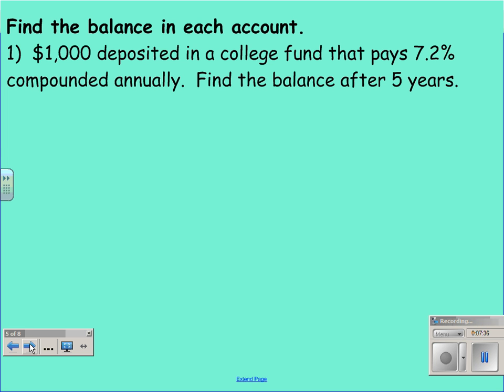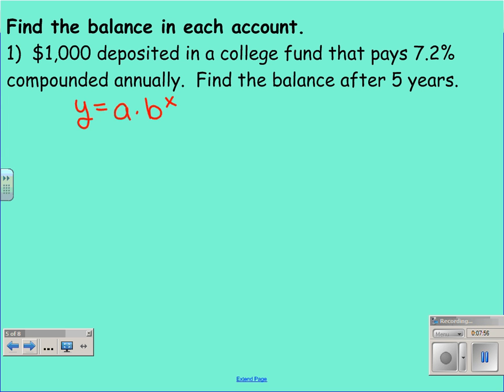Find the balance in each account. Now the good stuff. So now we're going to put this all together. $1,000 is deposited in a college fund that pays 7.2% compounded annually. Find the balance after 5 years. So the first thing I want to do is write our formula.